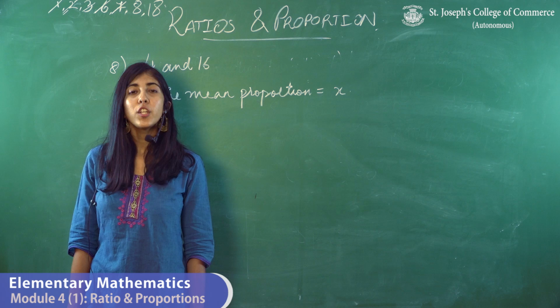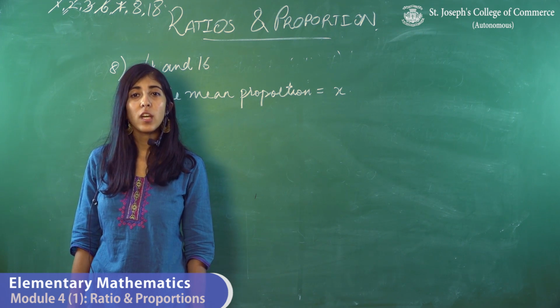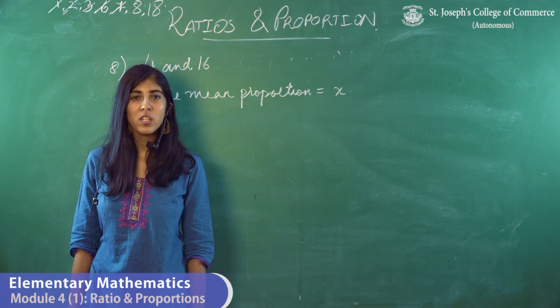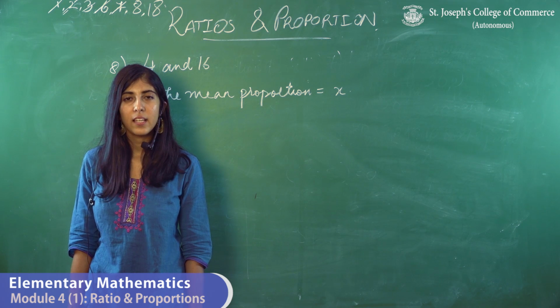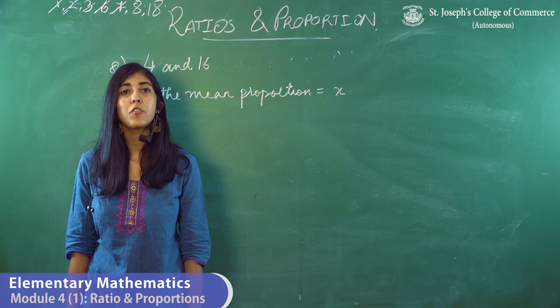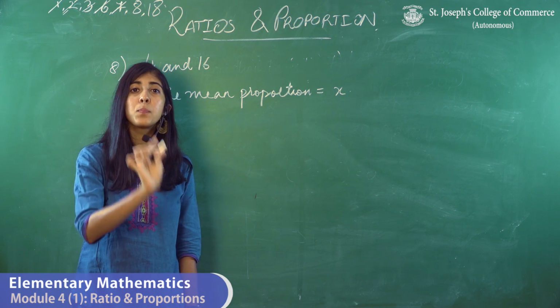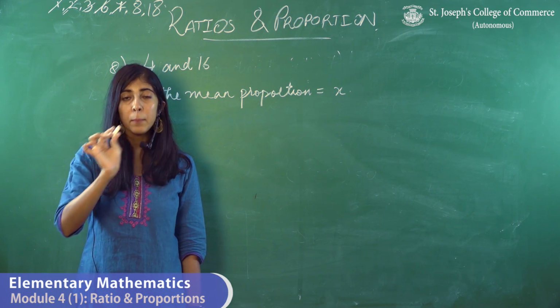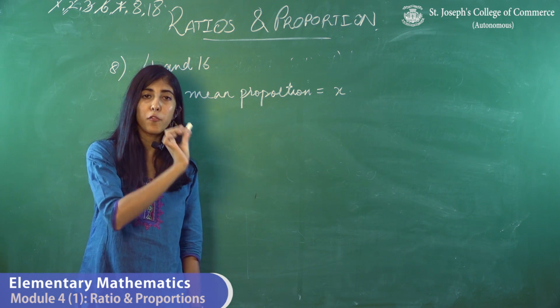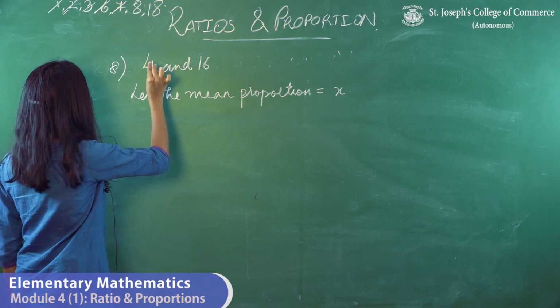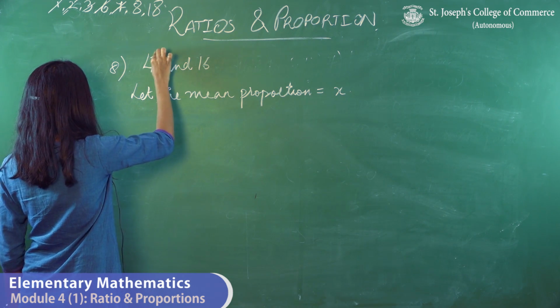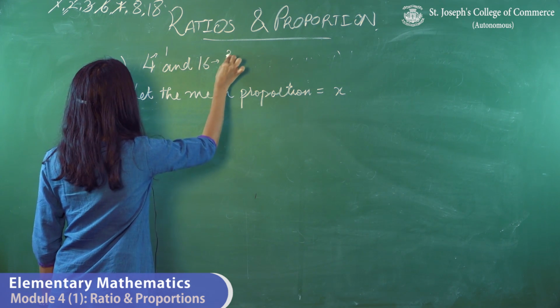We're going to move on to the eighth question. The eighth question asks us to find the mean proportion between 4 and 16. When it says mean proportion, we have to directly assume it to be of the second type. That means B is equal to C. That means the mean proportions are equal, and hence the first and the third are given. Basically, they're saying that this is the first proportion and this is the third proportion.